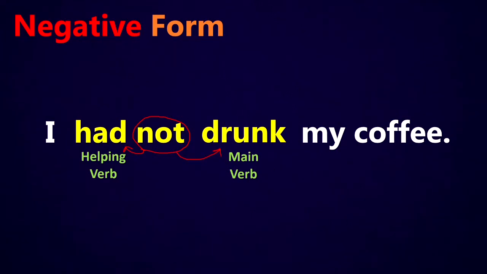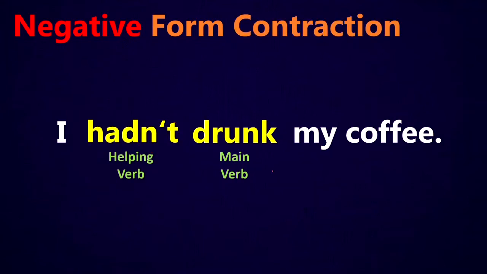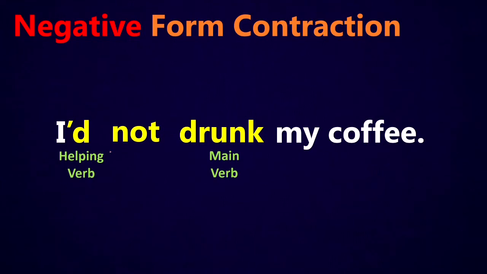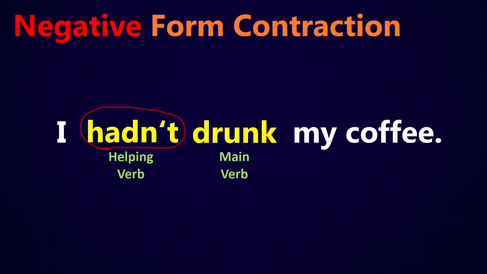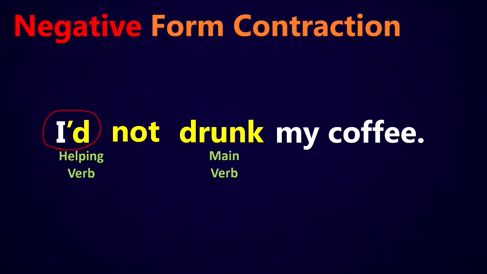And as with other verb forms, when it's negative, we can contract it. So we can say, I hadn't drunk my coffee. So we're combining or connecting the helping verb with the not. So, I hadn't drunk my coffee. We can also contract it by contracting the helping verb with the subject. So, I'd not drunk my coffee. This one is probably more common. You'll probably hear this one more often, but this one is also possible. I'd not drunk my coffee.